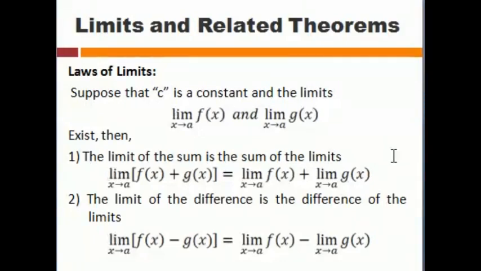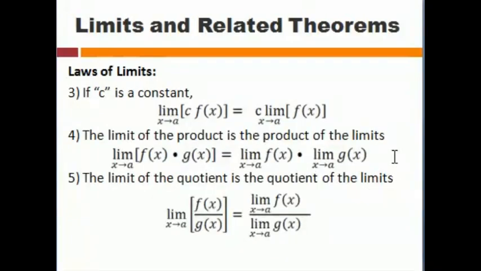Number 2. The limit of the difference is the difference of the limits. The limit of f of x minus g of x as x approaches a is equal to the limit of f of x as x approaches a minus the limit of g of x as x approaches a. Number 3. If c is a constant, say c is equal to 7, the limit of c times f of x as x approaches a is equal to c multiplied by the limit of f of x as x approaches a.